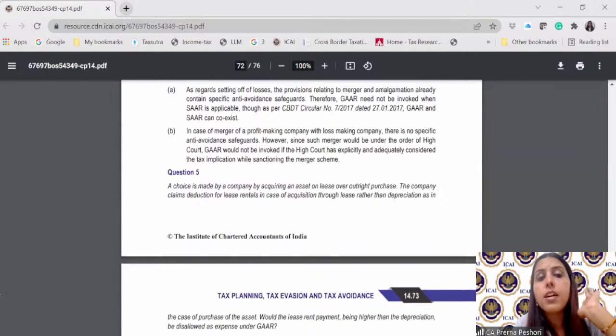Question number 5. A choice is made by a company of acquiring an asset on lease over outright purchase. The company claims a deduction for lease rentals in case of acquisition through lease, rather than depreciation as in the case of purchase of an asset. Would the lease rent payment being higher than the depreciation be disallowed as an expense under GAR? What do you think?